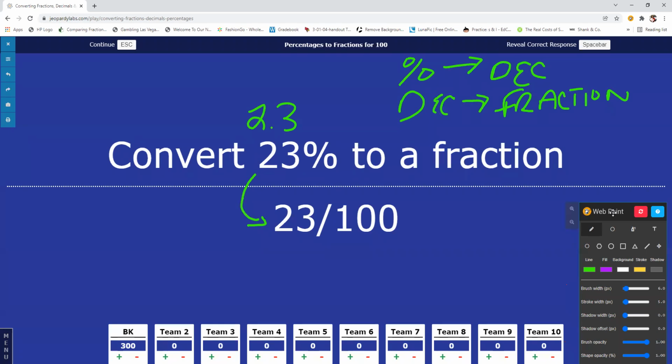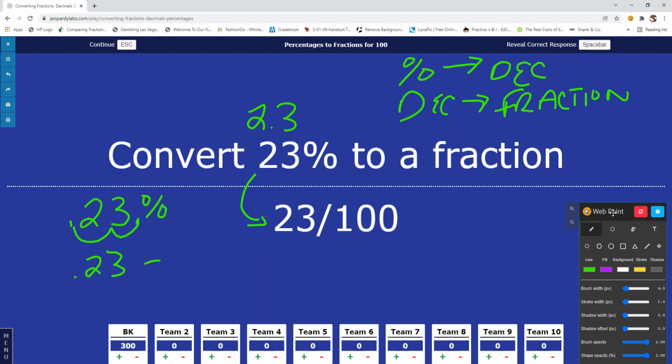All right, so when I want to go from a percent to a decimal, I'm going to move my decimal 2 places to the left. If you're dealing with a whole number, your decimal is always going to be at the end. I'm going to go once, twice to the left. So that's going to give me 0.23.